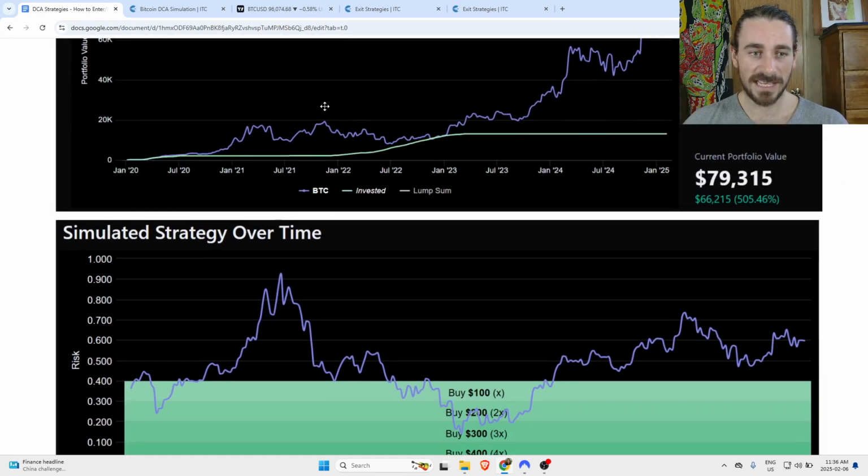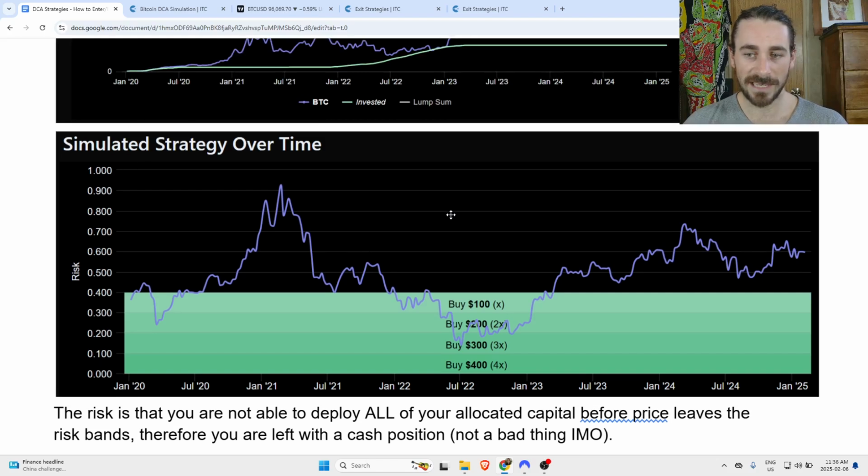And you can see here, this is the strategy simulated over time. So this is how it gauges it. This is just a Bitcoin price overlaid on the risk metric up here. So you see when we get down to 0.4 risk, that's where we start buying. You're buying $100 a week. We drop down to 0.3 risk, you start putting in $200 a week. We drop down to 0.2 risk, and so on and so forth.